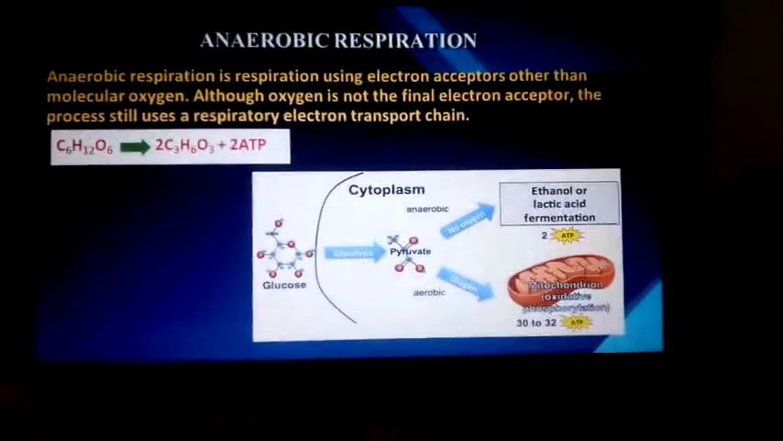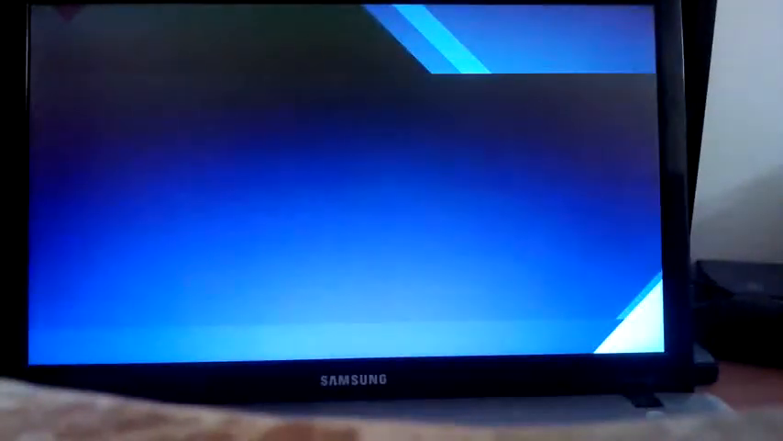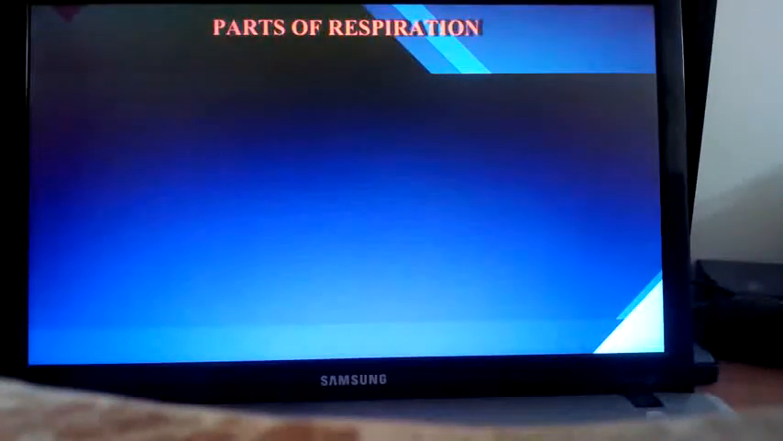Now, anaerobic respiration is a respiration using electron acceptors other than molecular oxygen. Although oxygen is not the final electron acceptor, the process still uses a respiratory electron transport chain. Got it? Ethanol or lactic acid will be formed as an end product by the glycolysis of glucose. Got it? Here no oxygen will be utilized. Is it clear?